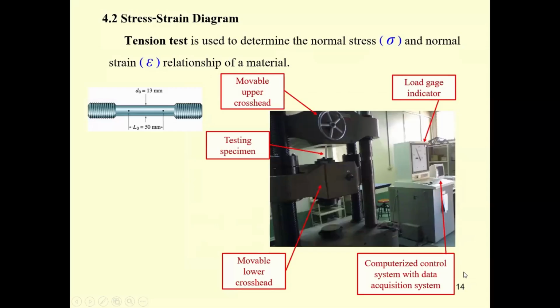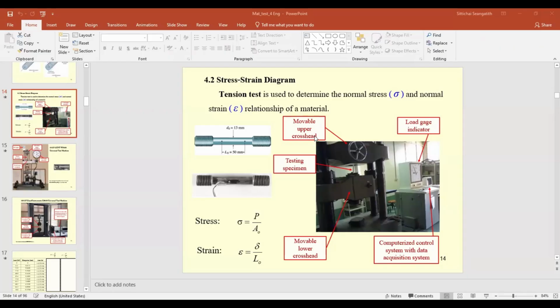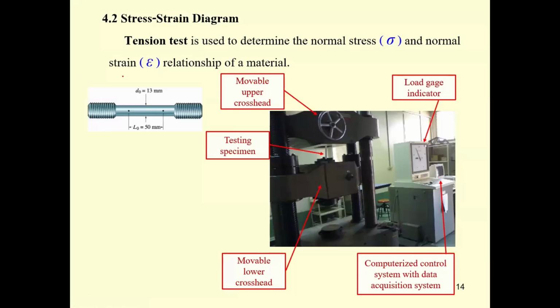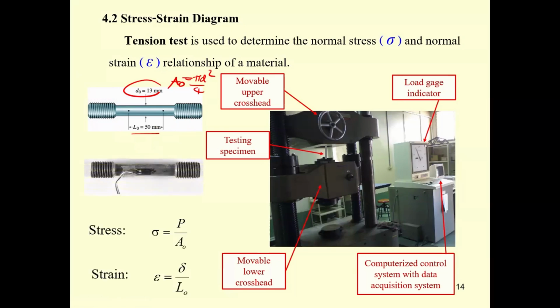Good afternoon, class. We are going to have our lecture number 4 on material testing, and we start with the PowerPoint and talking about the stress strain diagram. Coming back to our stress strain diagram, after you measure the diameter, A sub naught is going to be pi d square over 4, and then you may also measure the original length, and then you may compute the stress and the strain from these two equations.